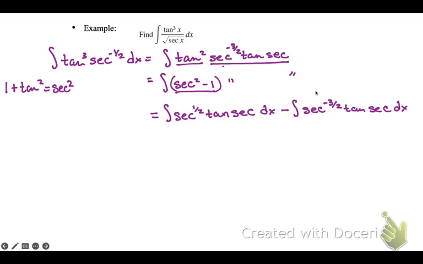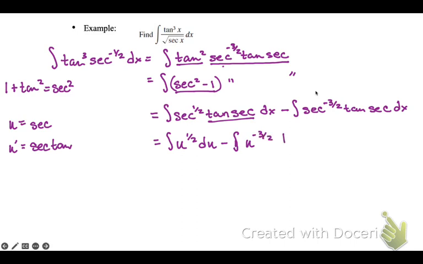Okay, so what is u going to be? It's going to be secant, because the derivative of secant is that tangent secant combination. So that gives me the integral of u to the 1/2 du minus the integral of u to the negative 3/2 du.